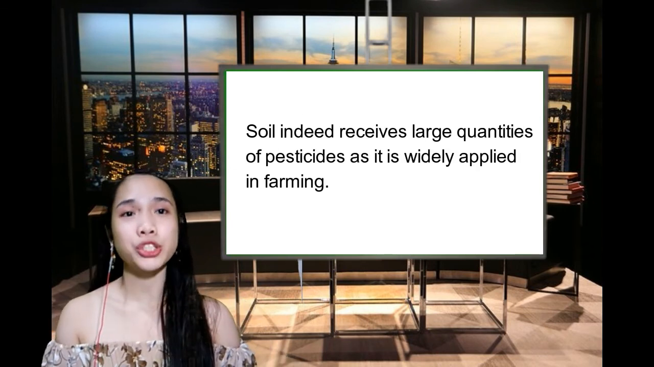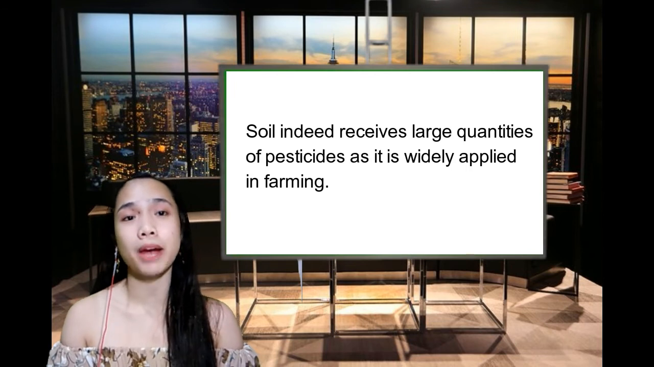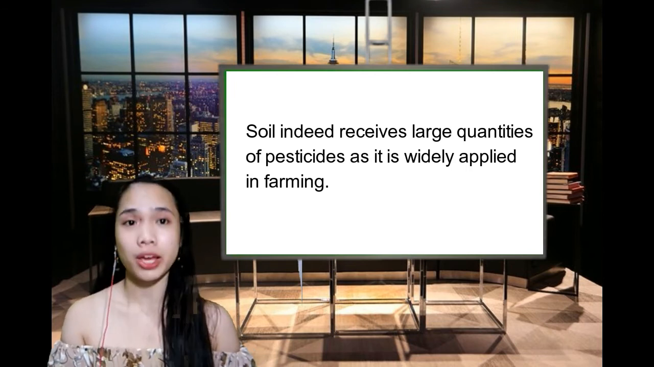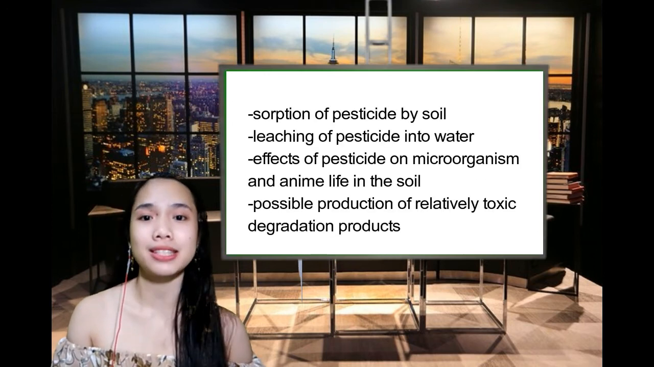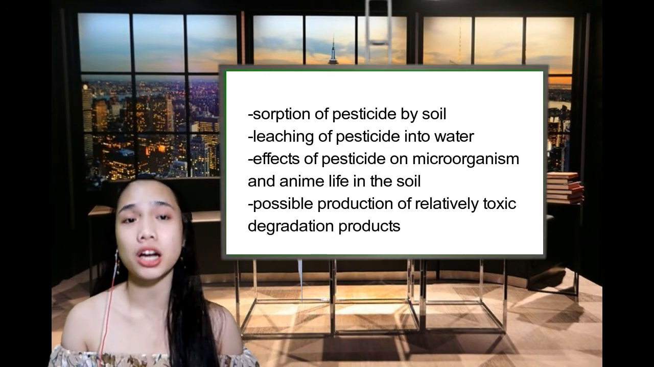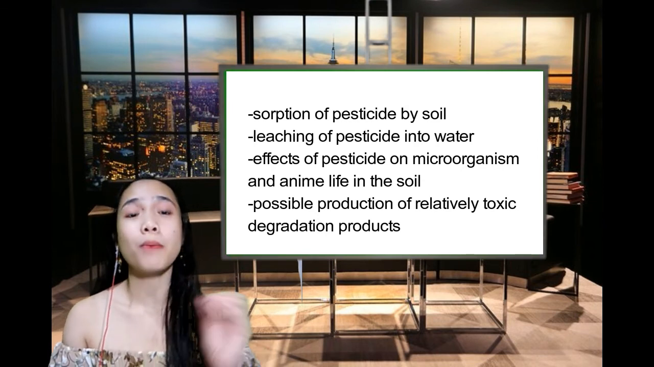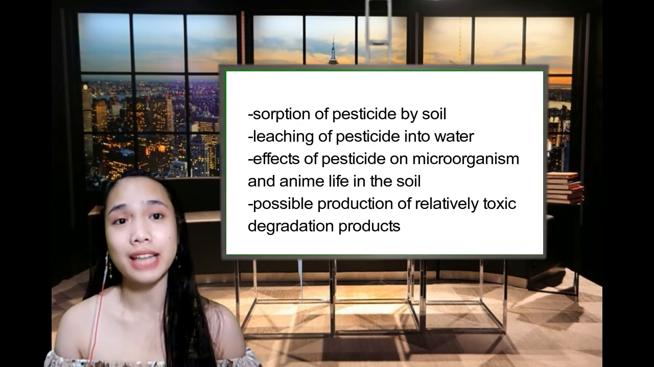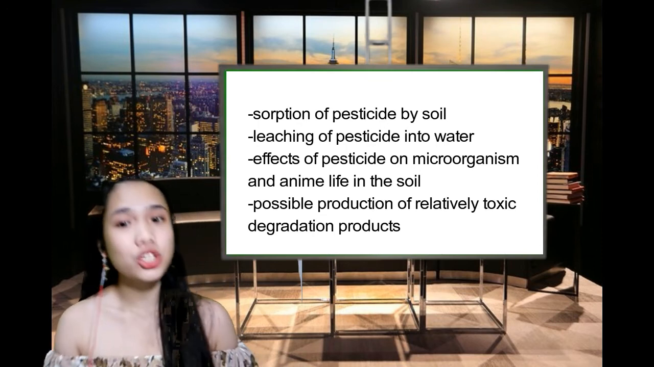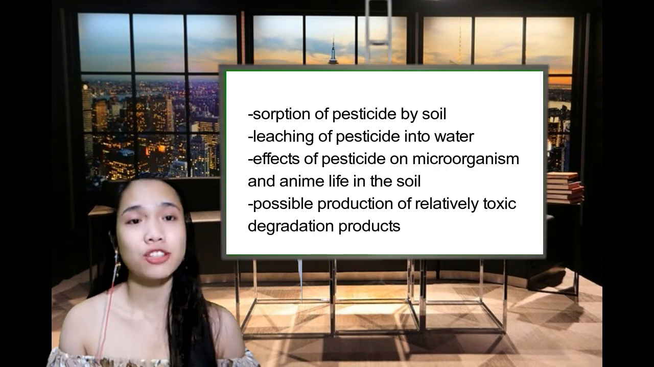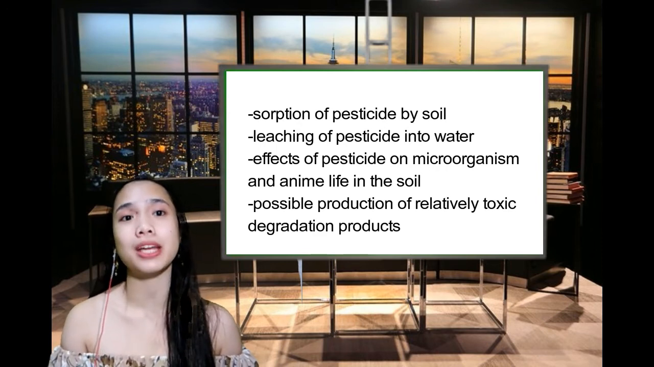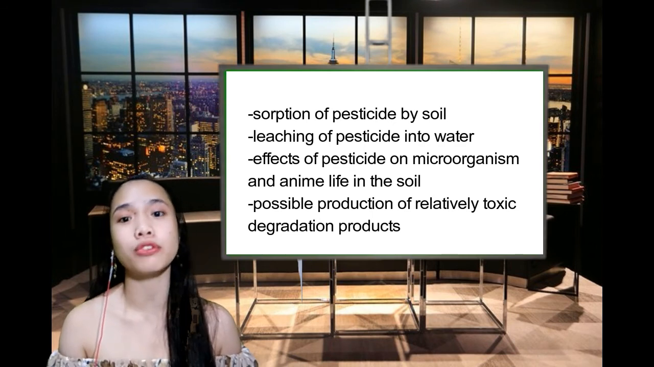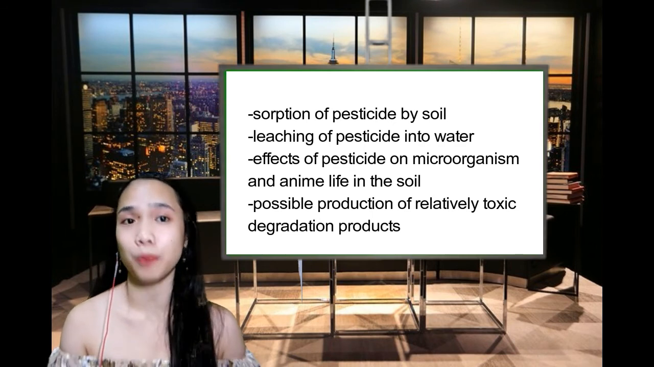So, as I mentioned earlier, soil receives a large amount of pesticides as it is widely applied in farming. So, the degradation of the pesticides in soil highly determines their environmental effects. Among the factors that need to be considered are absorption of pesticide by soil, leaching of pesticides into water, effects of pesticides on microorganisms and animal life in the soil, and lastly, possible production of relatively toxic degradation products.